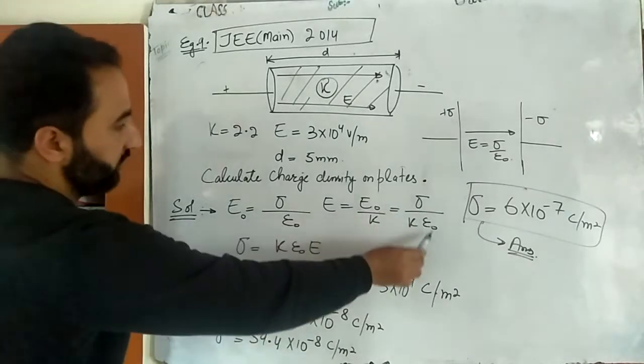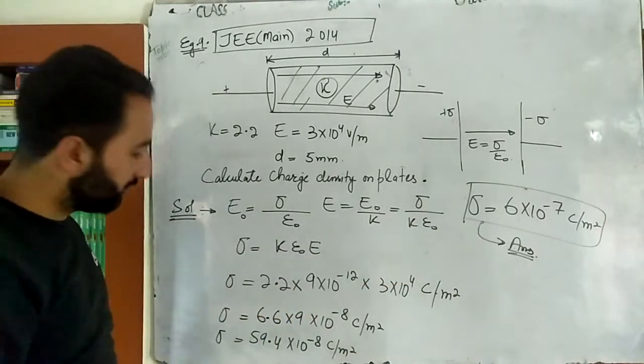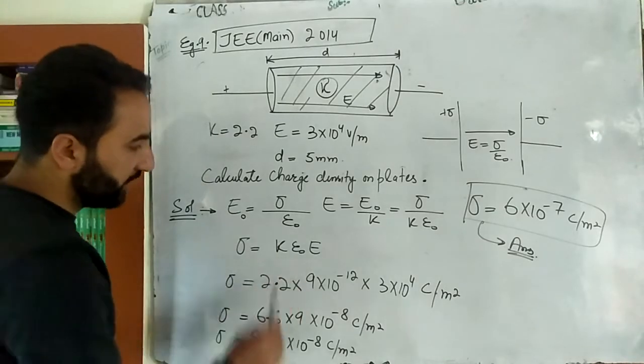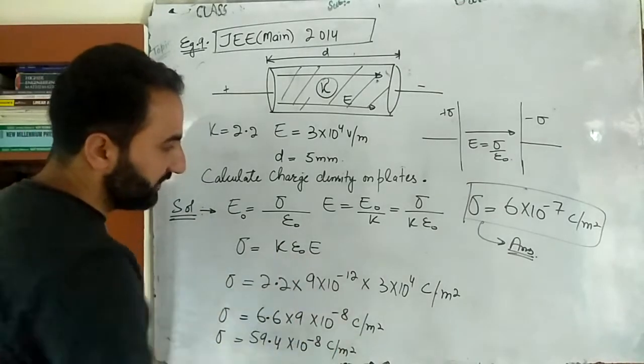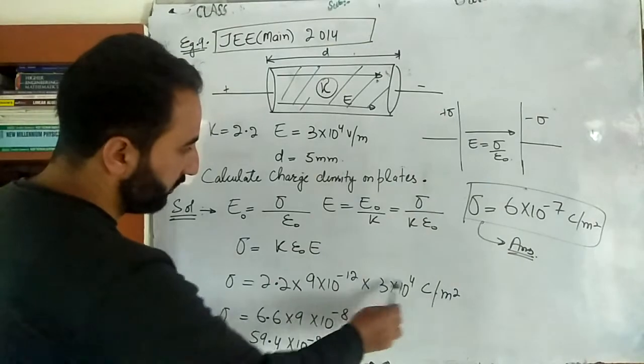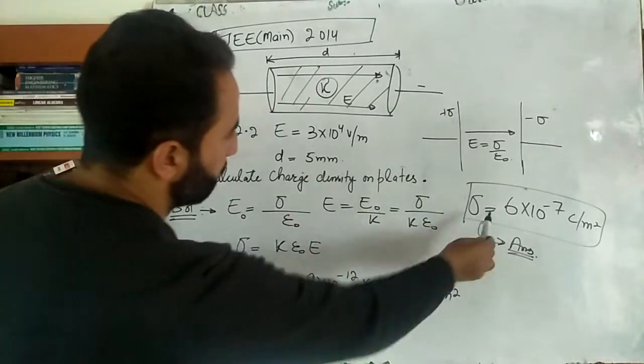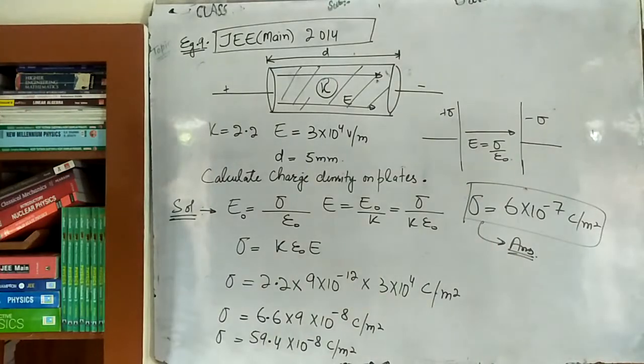Now from here you can calculate sigma, so it's equal to K epsilon naught multiplied by E. Use the value of K as 2.2, epsilon naught as 9 into 10 power minus 12, and the electric field equal to 3 into 10 power 4. It's given to you. Now some simple calculations. Finally this is the answer. Okay, pause the screen, write it down.